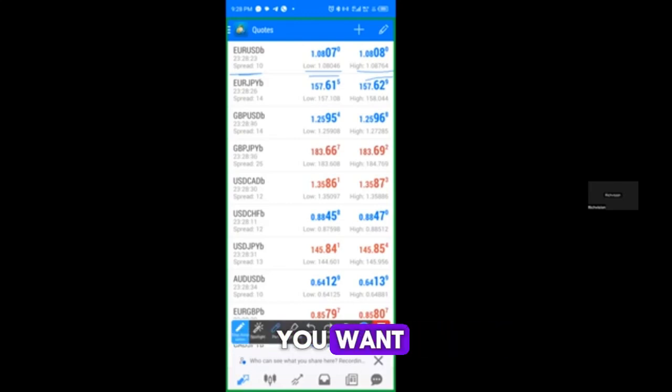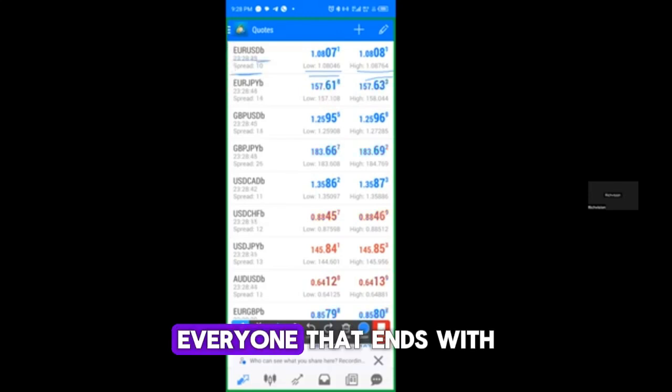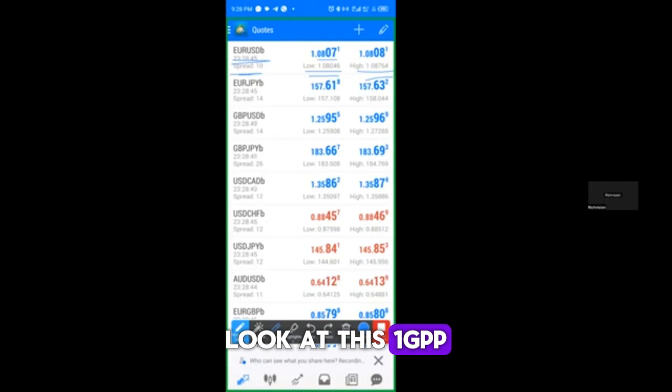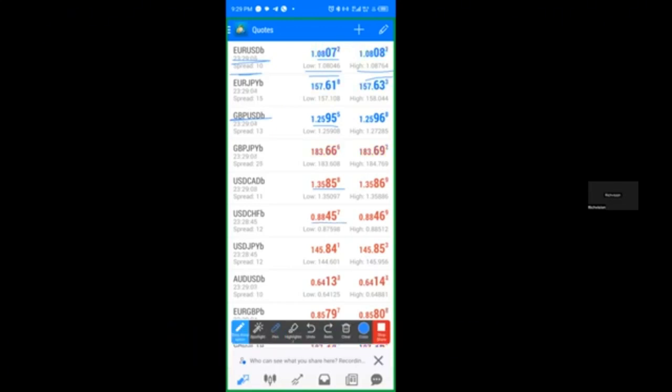But there's something that you want to look at. Look at every pair that ends with USD. Every one that ends with USD has 1, 2, 3, 4. Look at this one, GBP USD. You can count 1, 2, 3, 4 after the decimal point. Look at USD CAD, 1, 2, 3, 4 after the decimal point. USD CHF, 1, 2, 3, 4 after the decimal point. USD JPY. Now, why is this 2 instead of 4? Why is this one also 2 instead of 4?